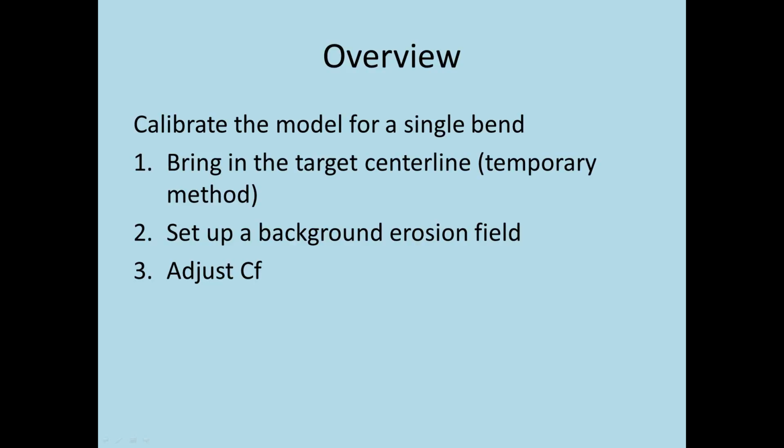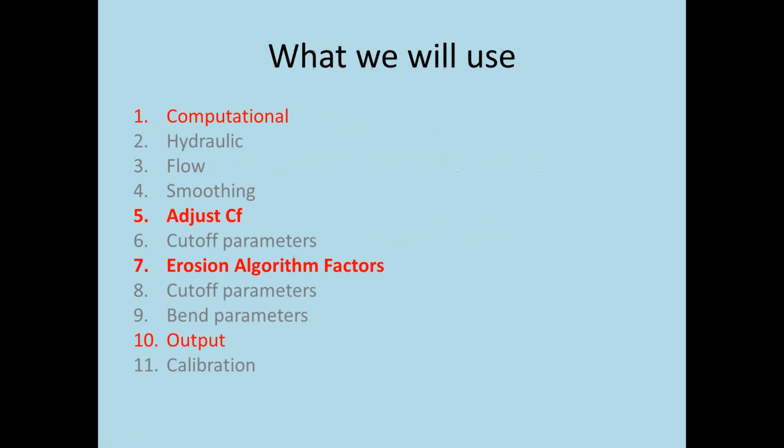the first thing we're going to do is bring a target center line into iRIC, and I'll show you how to do that. I won't explain it very much because I expect the way that we're doing it will change soon. Then we're going to set up the erosion grid, and finally, number 3 here, we're going to adjust what we call the coefficient of friction, which again I will explain more.